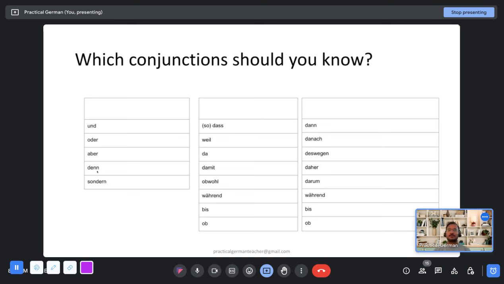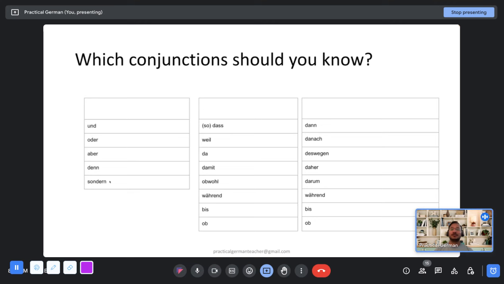Sondern does not mean special. I think you got confused. Special is an adjective or an adverb, whichever way you think about it. We say Sonderangebot. Maybe I got confused here.